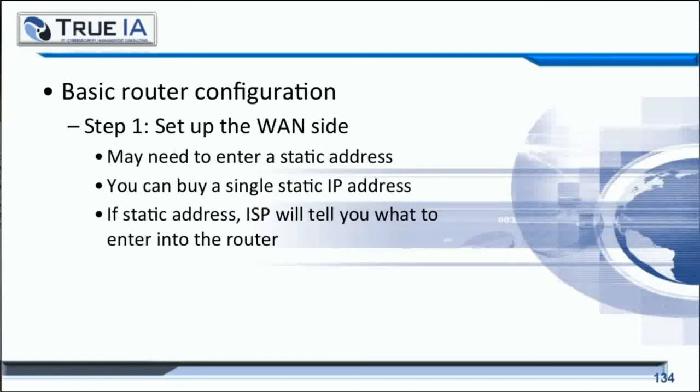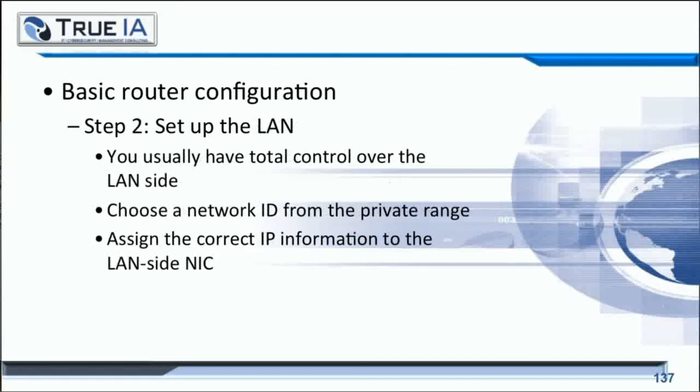However, you may need to enter a static IP address. You can buy a single static IP from an ISP, and if you do have a static IP address, your ISP will tell you what to enter into the router's interface. Next, you'll need to set up your LAN side. You'll usually have total control over the LAN side. You'll choose your network ID from a private range, whether it be 172 or 192 or 10, and then assign the correct IP information to the LAN side NIC.